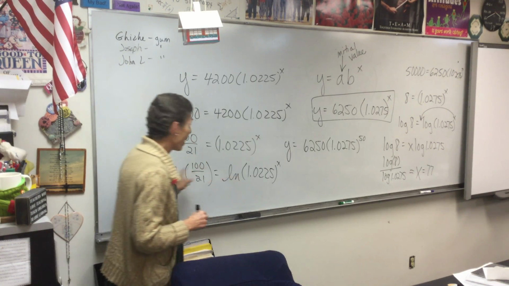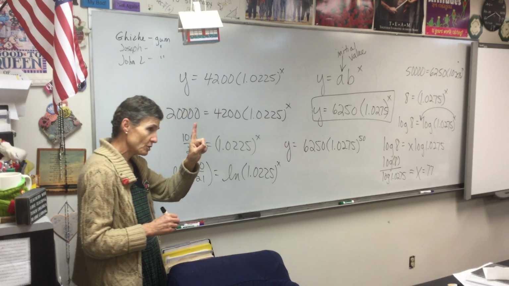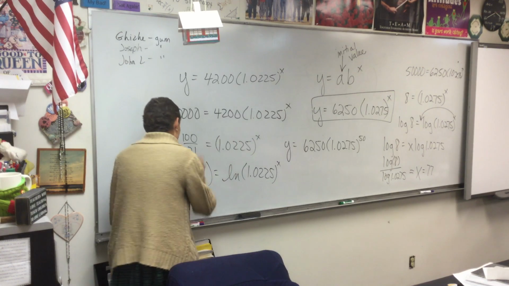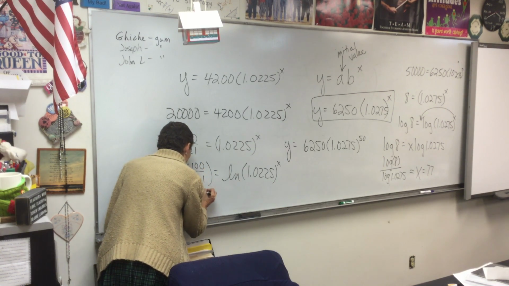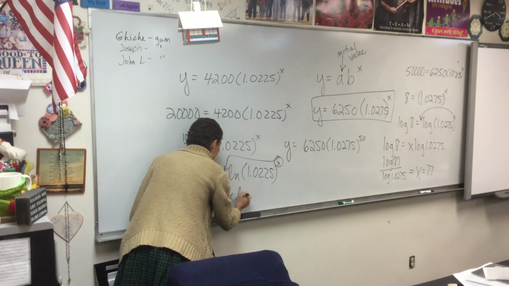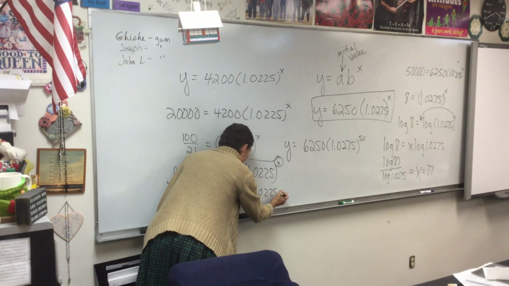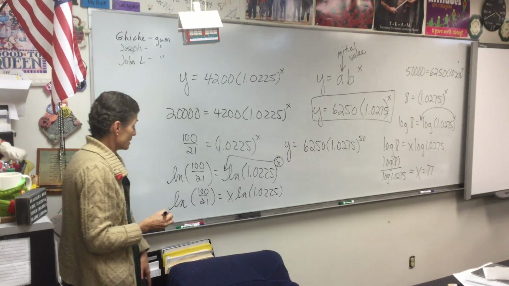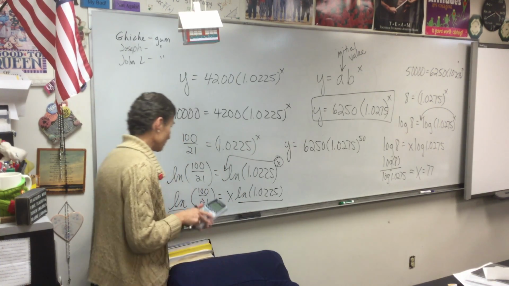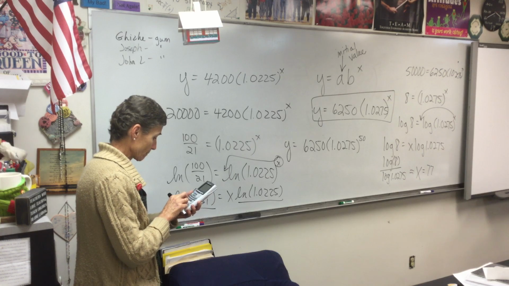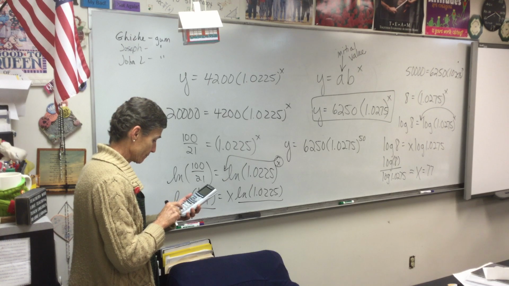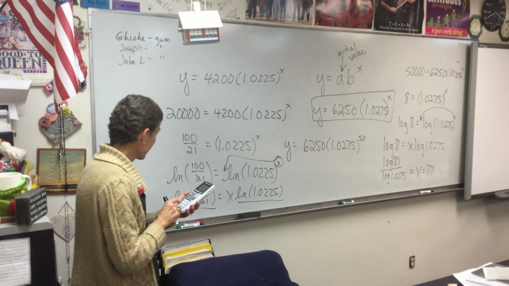However, no matter which one you used, what are you going to do now that you've ln'd it? Now that you've logged it, you're going to do what? Pull the exponent off. So we have ln 121 equals x ln 1.0225. Now I'm going to divide both sides by the ln 1.0225. Now, if you logged, that's fine. You're just using your log button. I'm using my ln button.